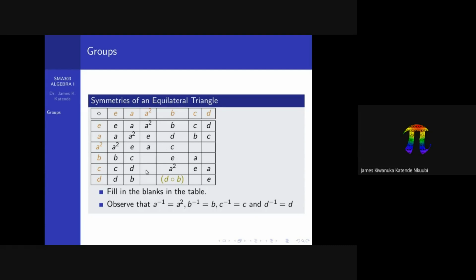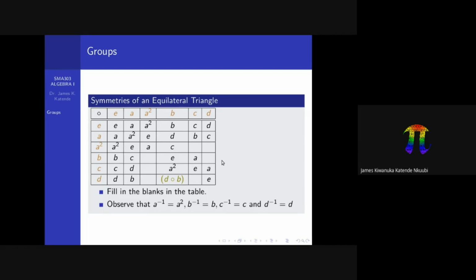So in your own time, you need to fill in these blanks and complete. I've done most of them, so you only have a little to do. So D of B, you need to work it out completely and write it as one of the elements in the set. The reason this one is here is to guide you on the order of the operation. The order simply starts from the column here, followed by the row. So D of B. You can do that in your own time and fill them up.